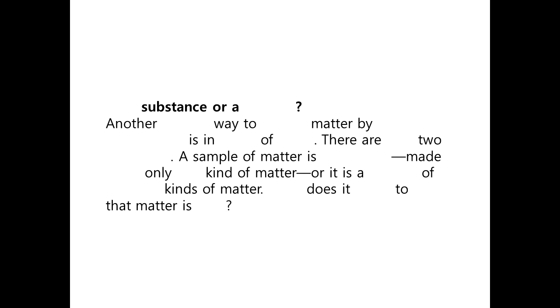Pure substance or a mixture. Another general way to classify matter by composition is in terms of purity. There are only two categories. A sample of matter is either pure, made up of only one kind of matter, or it is a mixture of different kinds of matter. What does it mean to say that matter is pure?